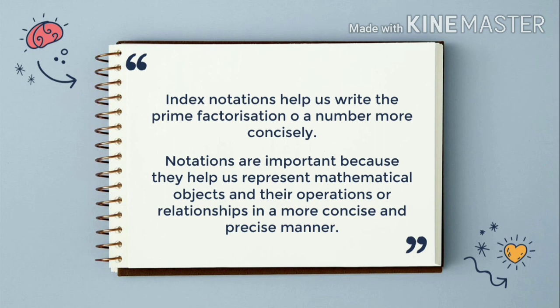Index notation helps us write the prime factorization of a number more concisely. Notations are important because they help us represent mathematical objects and their operations or relationships in a more concise and precise manner. That's all about index notation and prime factorization.